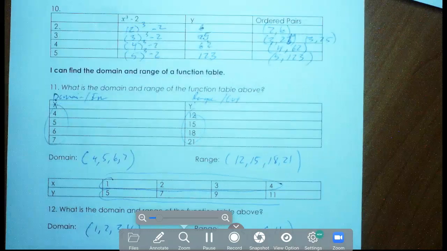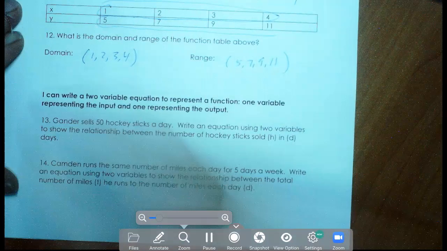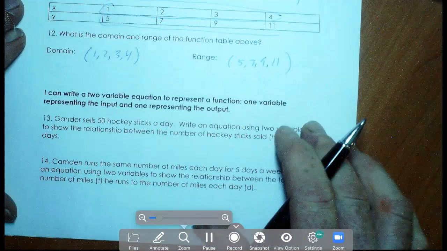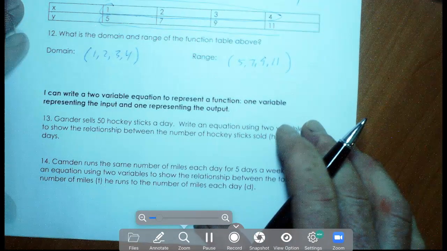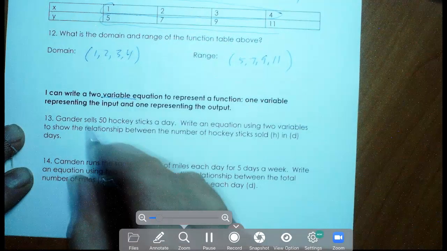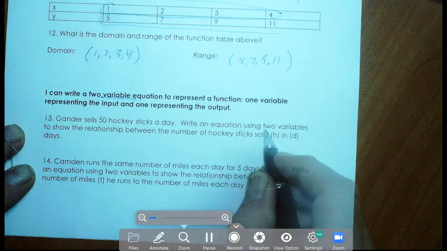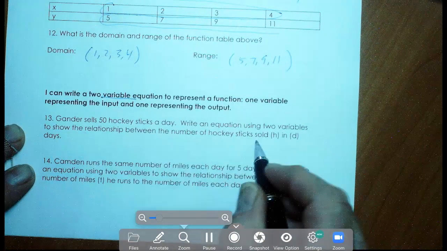All right. With these, this is going to be the hardest of the one. We have to write some equations for these two variable equations here. Gander sells 50 hockey sticks a day. Write an equation using two variables to show the relationship between the number of hockey sticks sold, H, and D days.